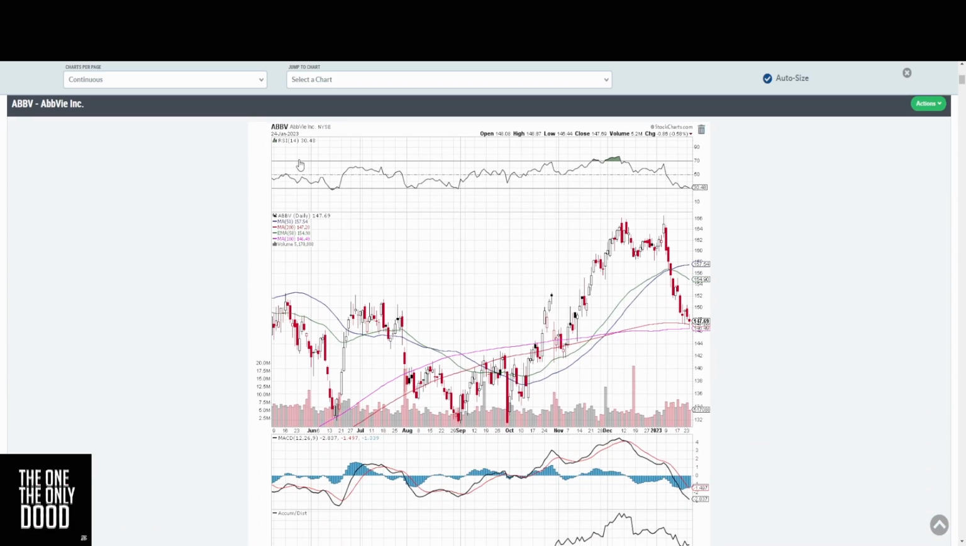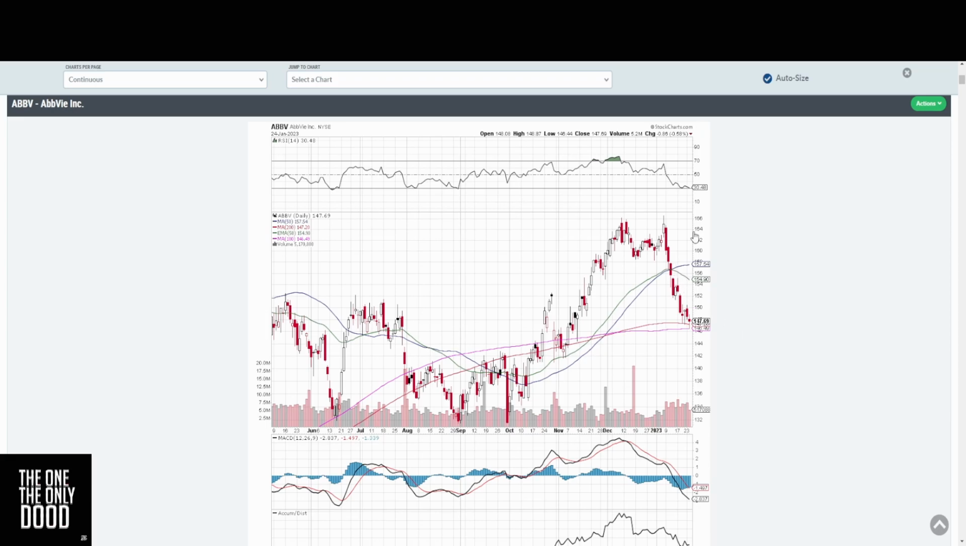Look at this. We have ABBV. We're looking at past data right now. This was so obvious that it was going to drop. Now, I wouldn't say it's so obvious that it will drop all the way down to this level at 147, but I will give you that it was obvious that it was going to drop.